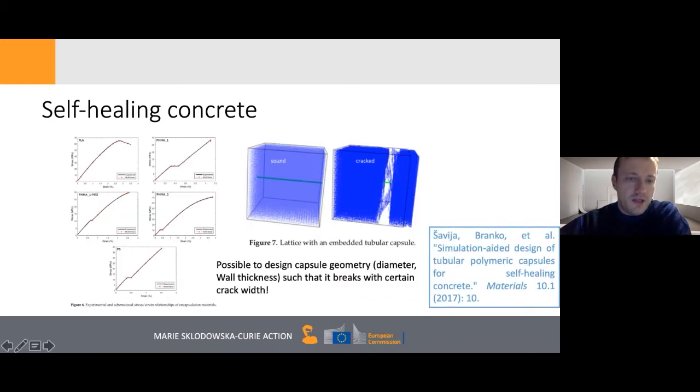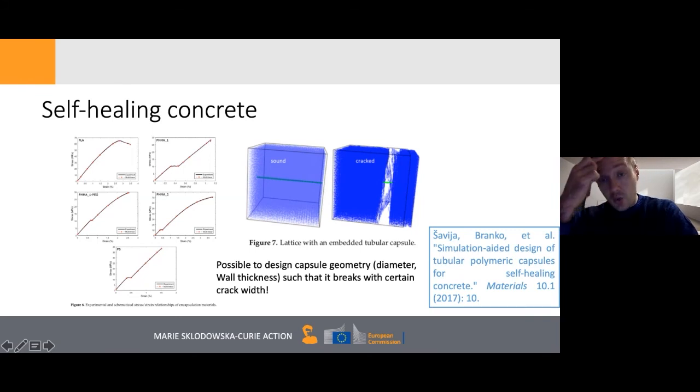What we did first, we measured in dog bone specimens the stress and strain curves of each of these materials, so we know the material properties, for example for PLA, PMMA, and so on. Then we implemented these in a very simple lattice mesh. We implement one long capsule in a block of mortar, and then subject it to uniaxial tension. We measure the crack width, and we see at which crack width the capsule will break, taking into account the geometry of the capsule, so the thickness of the wall and its diameter, but also its mechanical properties, so the stress and strain curve.